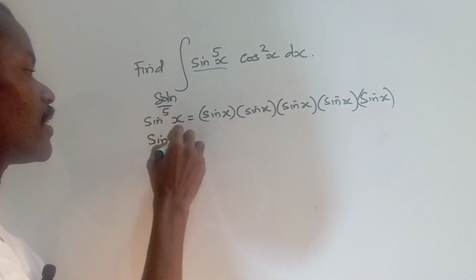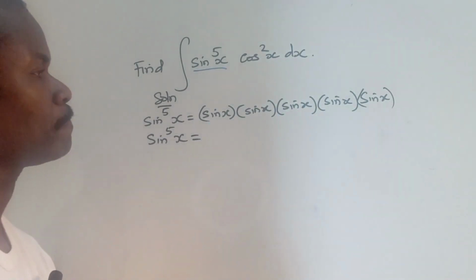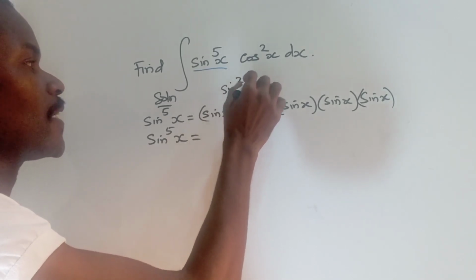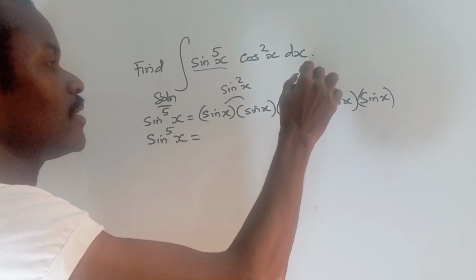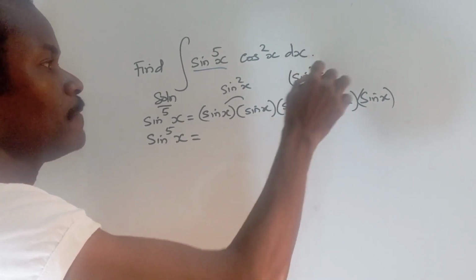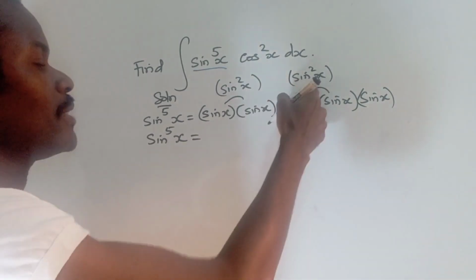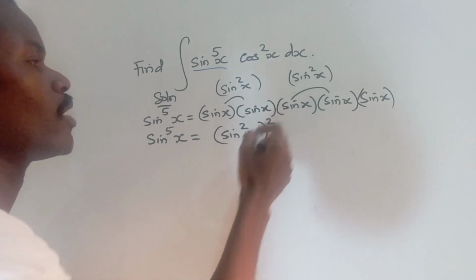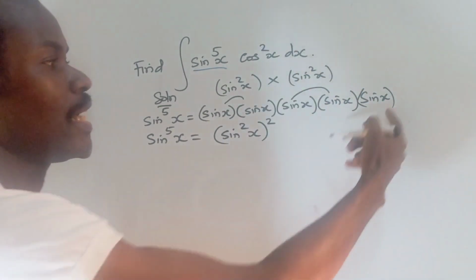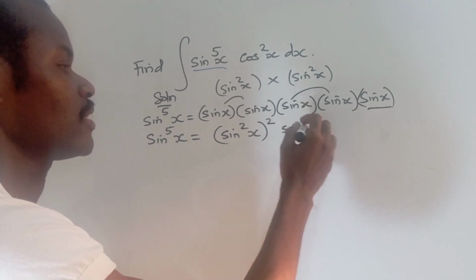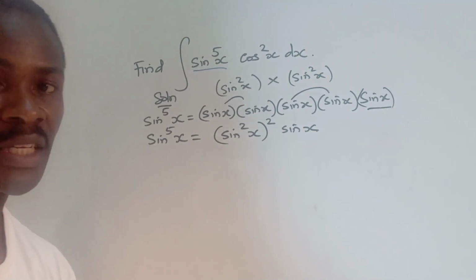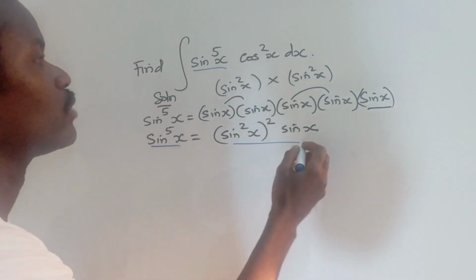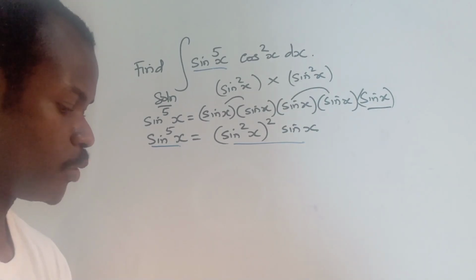So sine x to the fifth power simply means these two is sine squared x, and these two is sine squared x. So this also means sine squared x raised to the power of 2, which is this times this, and we have this one left, so sine x. So that is our first step. Instead of this, I want to replace it with this here. Let me do that quickly.